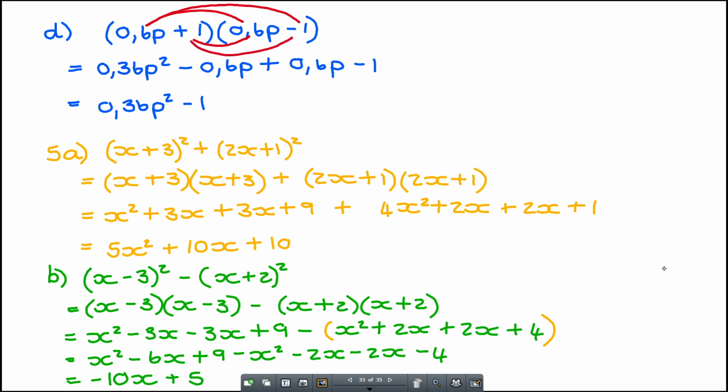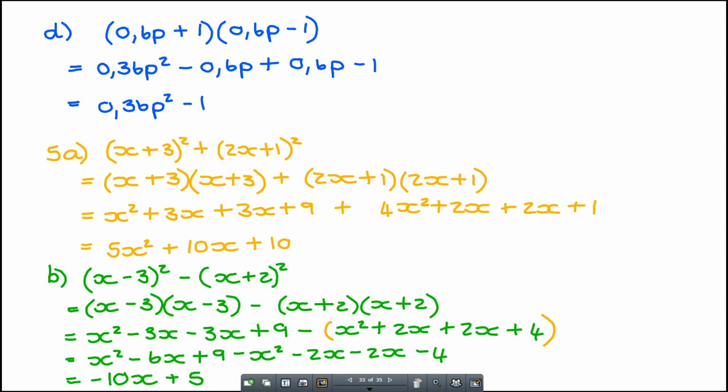Once we've done that, you will see that these middle two are like terms because they both have the unknown p. Please remember that p squared and p is not the same thing, right? So minus 0.6p plus 0.6p will be 0, right? It basically cancels each other out. So that's why only the first and the last term is left.